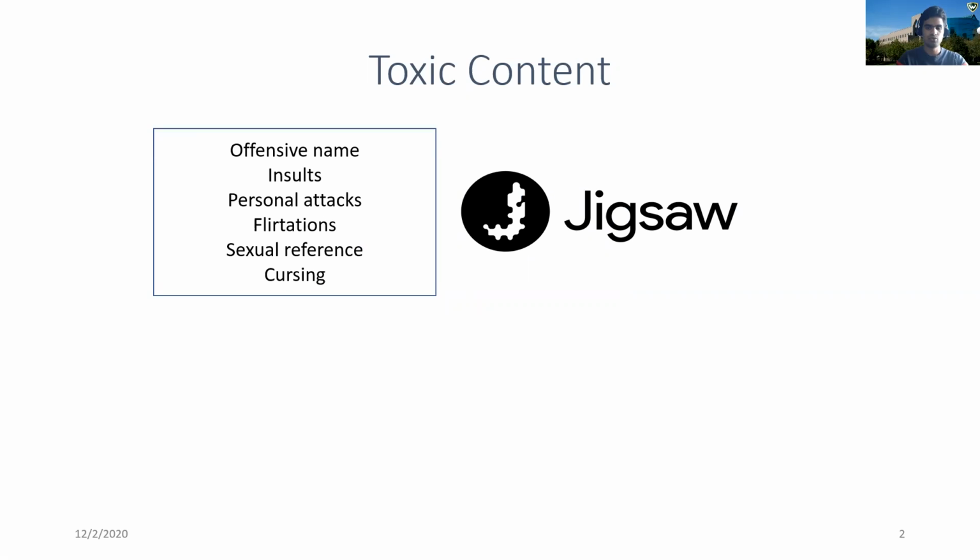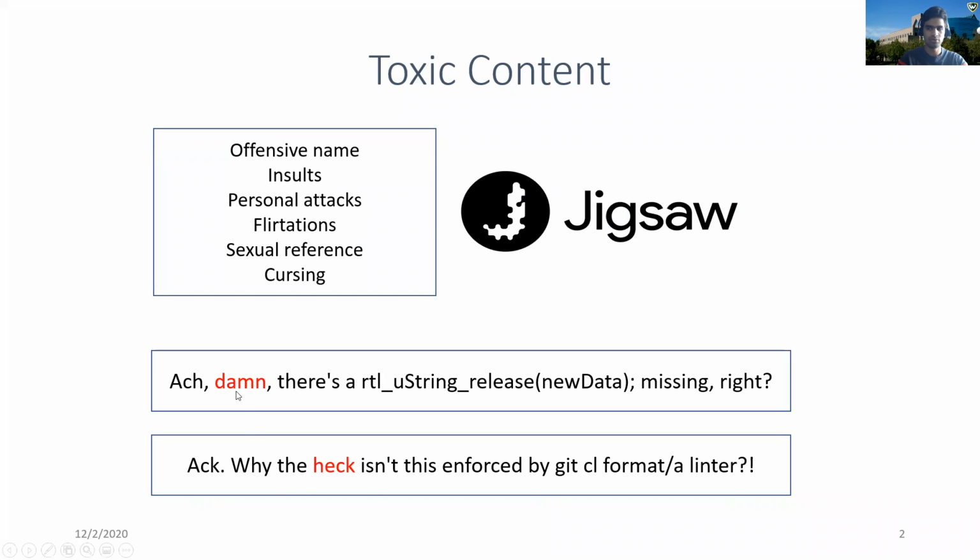So, first of all, what is toxicity? According to the Jigsaw AI team, a text can be marked as toxic if it contains offensive names, insults, personal attacks, flirtation, sexual reference, curse words, or profanities. Here are two examples of toxic sentences because they contain profane or curse words.